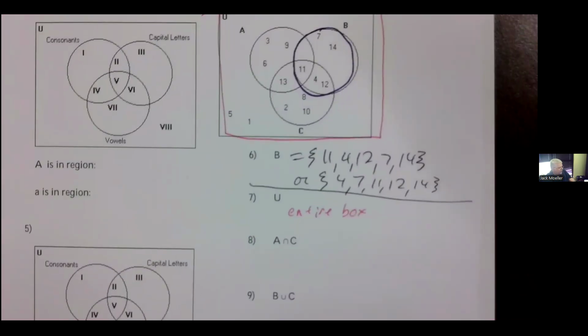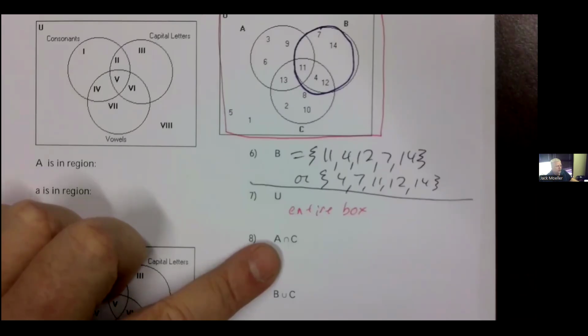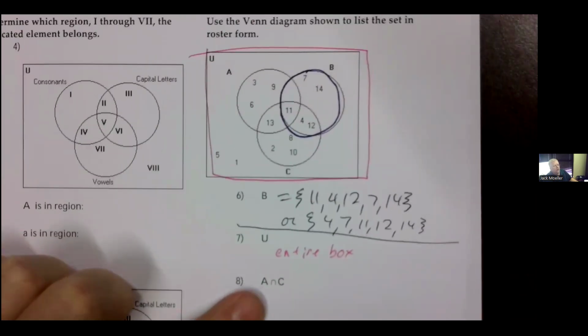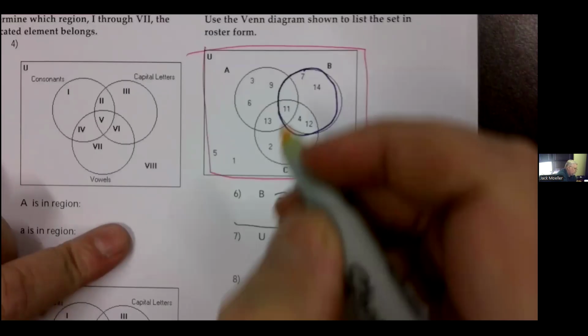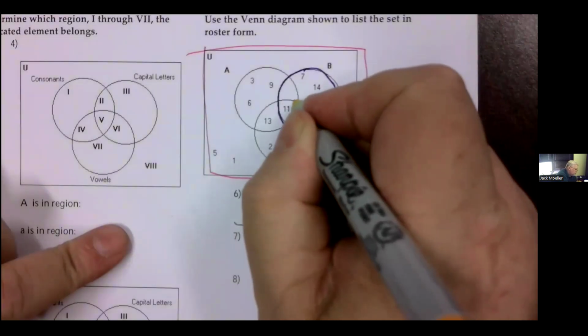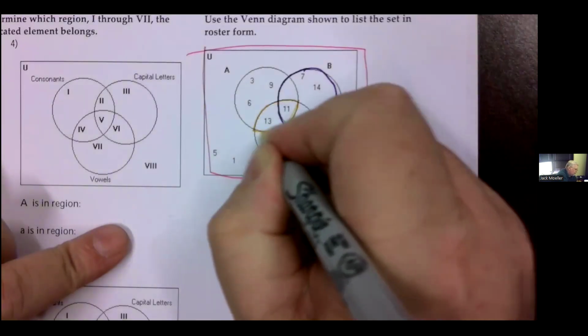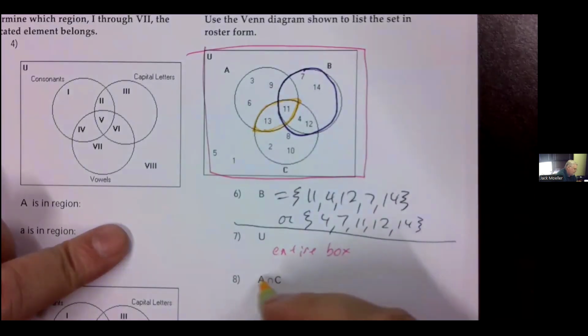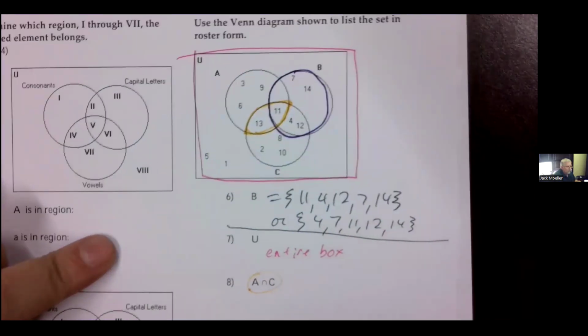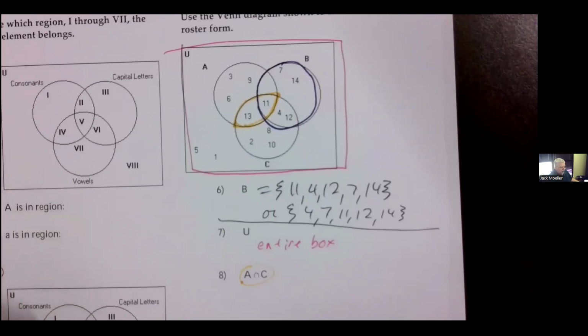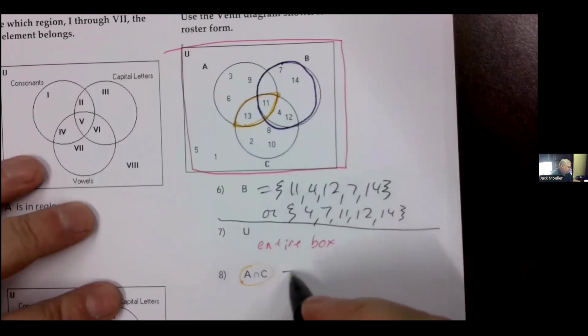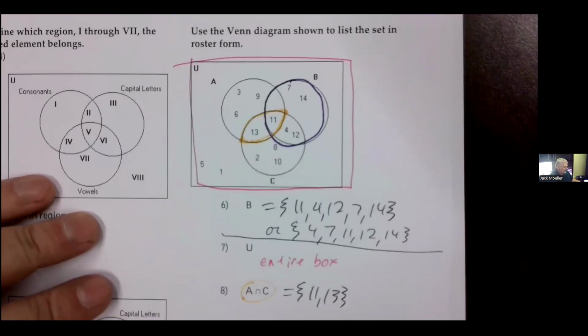Okay. So what about A intersection C? Intersection is what they have in common. So what do A and C have in common? That is the intersection right here. I'll circle it in orange. So that means that is 11 and 13. Probably should have printed out more than one copy of this.